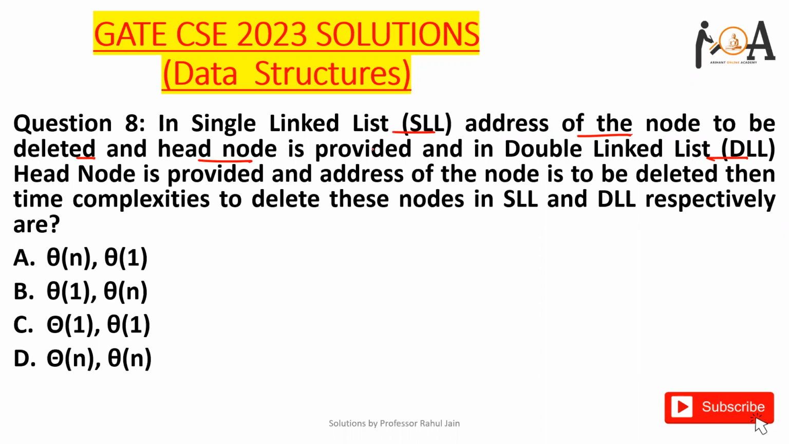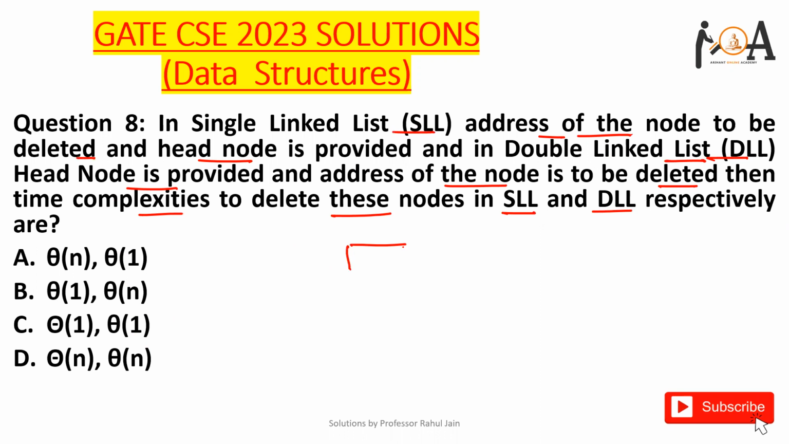It means that the head node is provided to us and the address of the node that we want to delete is provided to us. Similarly, for the double linked list, the head node is provided and the address of the node that we want to delete is also provided. Now we need the time complexity to delete these particular nodes in the single linked list and double linked list respectively. Then four options are given, like theta of n, theta of 1, both are going to do.